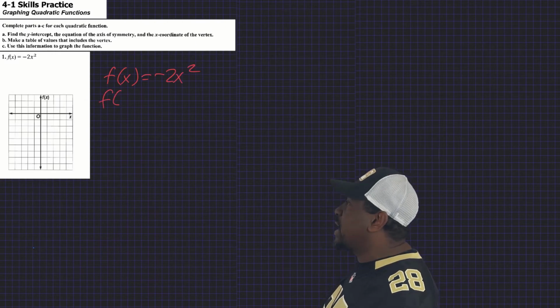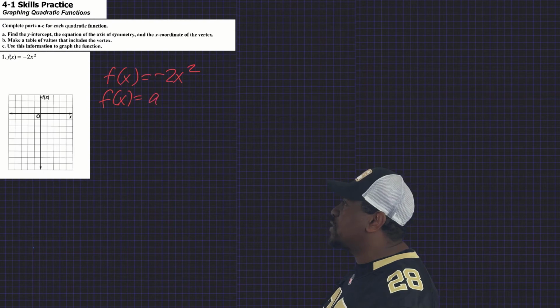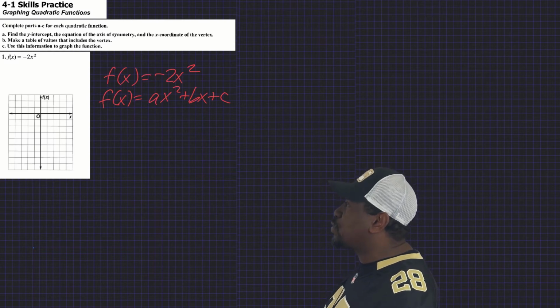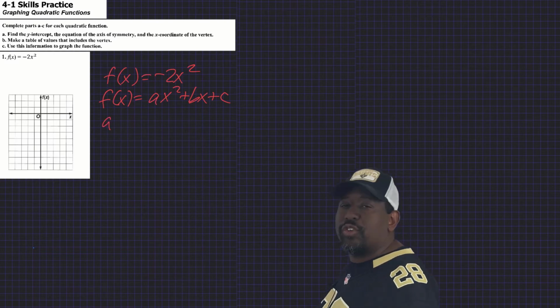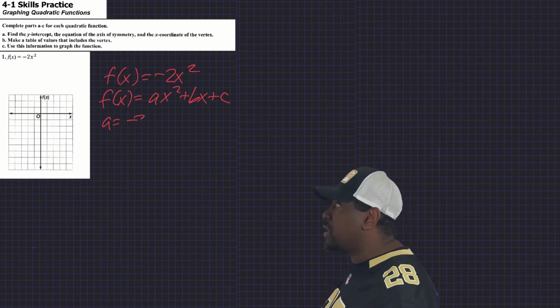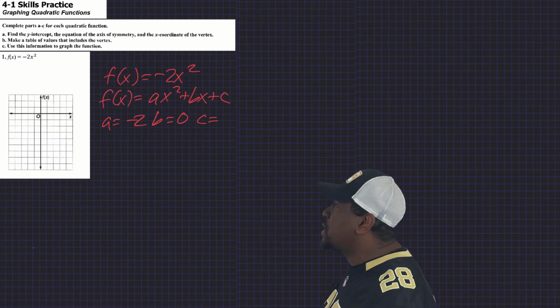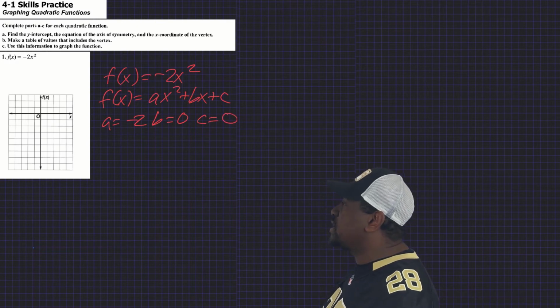So we write down our function, f of x equals negative 2x squared. Next, we write the general form of the quadratic function, ax squared plus bx plus c, because in order to answer these questions, we must pull out a, b, and c. So as you can see, a is negative 2 in the problem, b is 0, and c is 0.